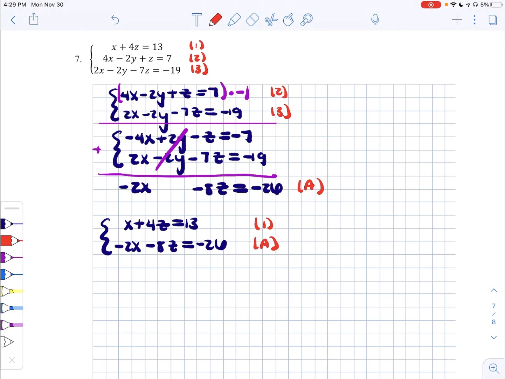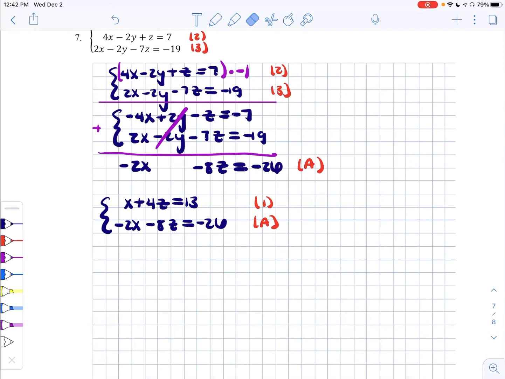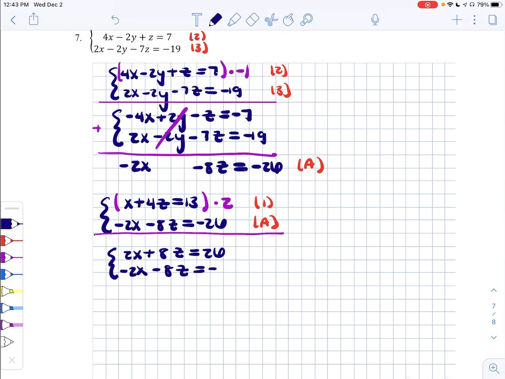All right, so now let's just continue with our elimination. And you could, again, switch over to substitution here if you prefer. That's up to you. So I'm going to go ahead and try and eliminate my x variable. Since we have a negative 2x in the bottom equation, the easiest way to eliminate that would be to multiply the top equation through by a positive 2. So then this system would turn into 2x plus 8z is equal to 26 as our top equation. And then the bottom equation is just the same.